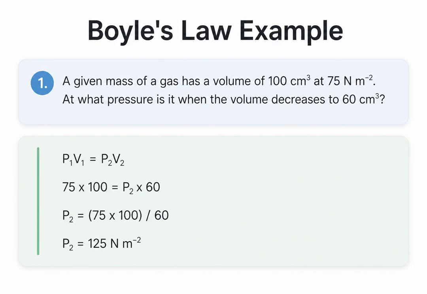Let's look at a practical example. If a gas has a volume of 100 cubic centimeters at a pressure of 75 newtons per square meter, what happens when we compress it to 60 cubic centimeters? Using P1V1 equals P2V2, we plug in our values and solve for P2, finding that the new pressure increases to 125 newtons per square meter.